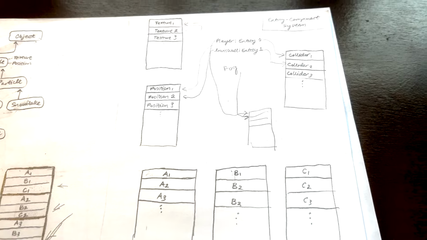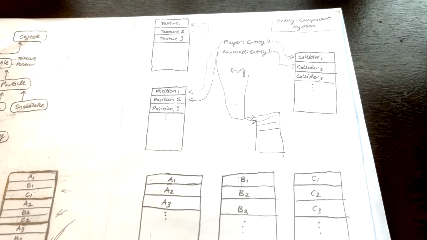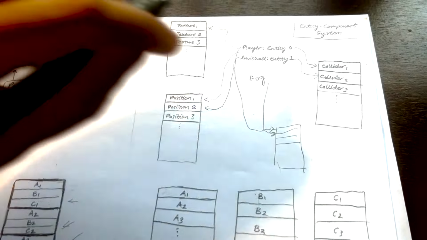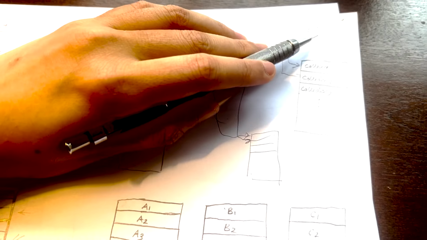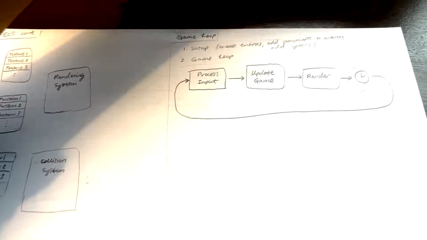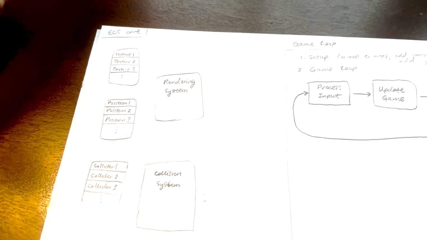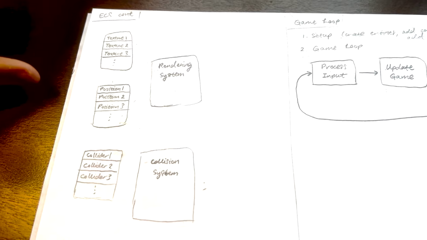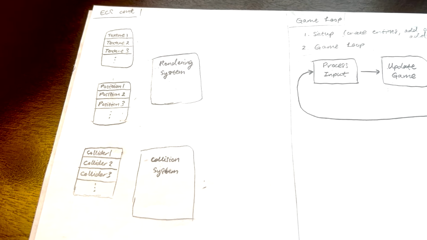So now that you know how data is stored, you might be wondering, how is data updated? That is where the system part of entity component system comes in. Basically, a system is something that updates the components of an entity.